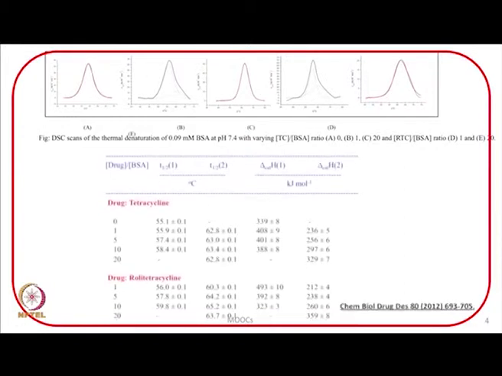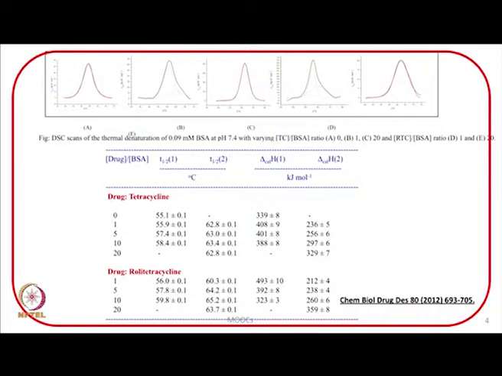And this table shows the corresponding data. That means it is possible to get T half and delta H for each endotherm, and then once you have the transition temperatures and enthalpies associated with each endotherm, more insights into the thermal unfolding of the protein can be discussed.